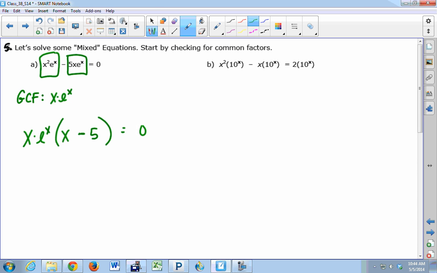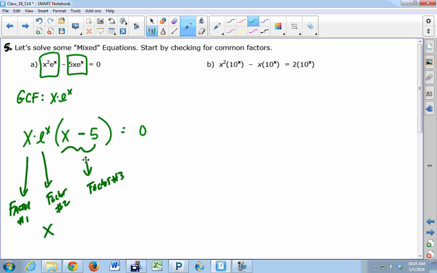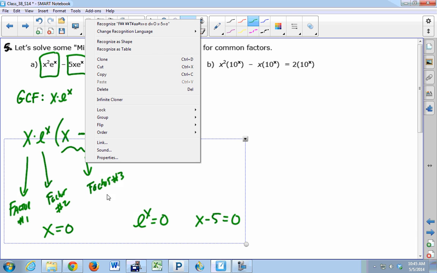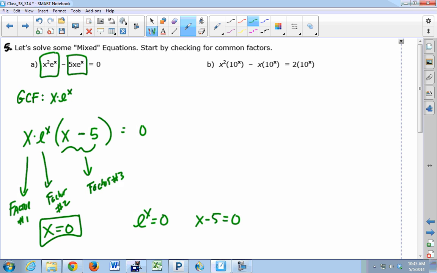Now you set each factor equal to 0. Here's factor number 1. Here's factor number 2. And this binomial is factor number 3. So we set each factor equal to 0 and solve for x. Well, there's nothing to do with the first factor. X equals 0 is done. That's just first solution. Done.